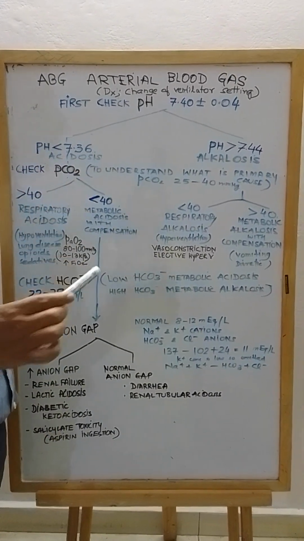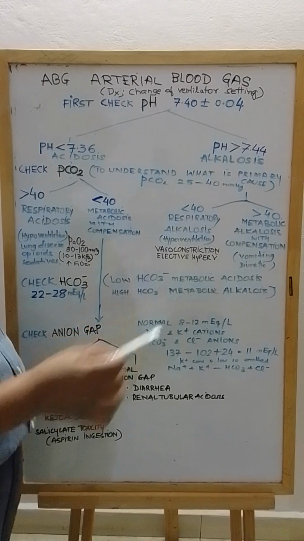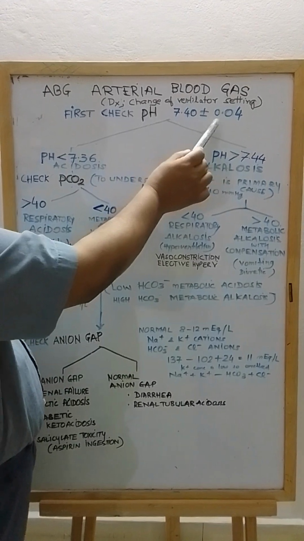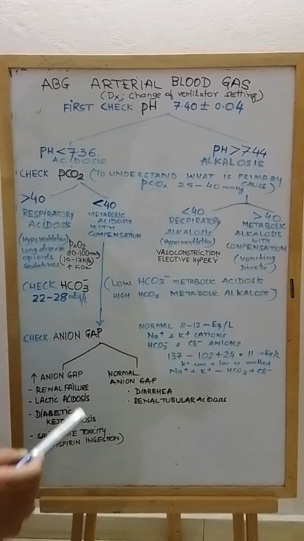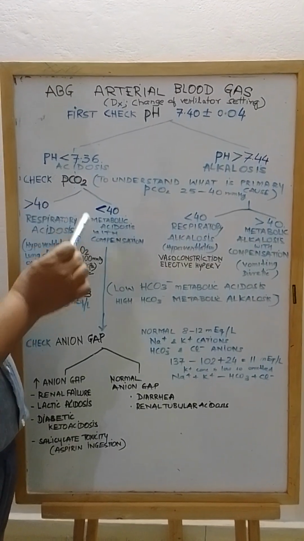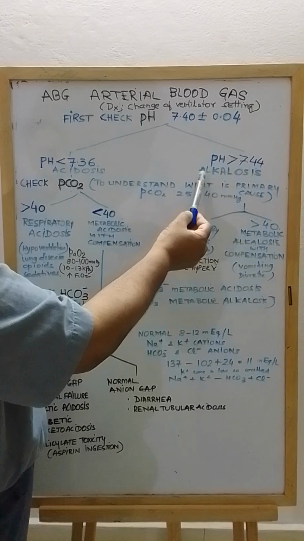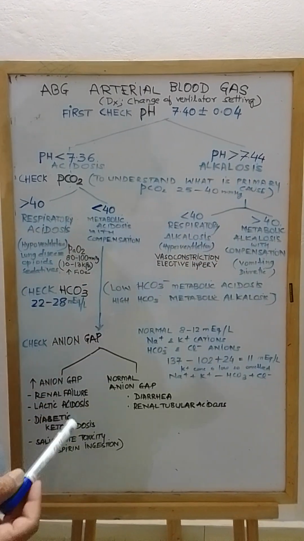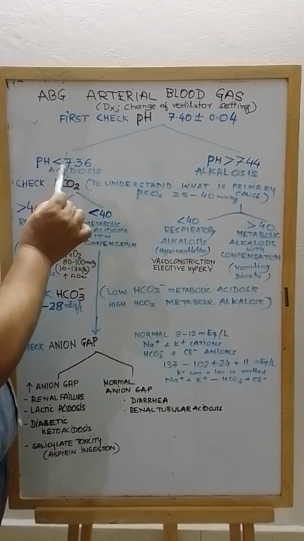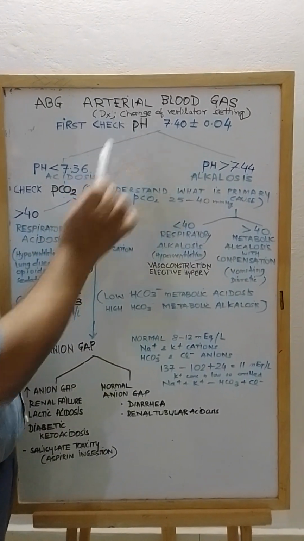The first thing to be checked in the ABG report is the pH of the blood. The normal range is 7.40 plus or minus 0.04. It means if pH is less than 7.36, then it is acidosis, and if pH is more than 7.44, then it is alkalosis. It is very easy: the normal range of blood pH is from 7.36 to 7.44. So the first thing to be checked is the pH.